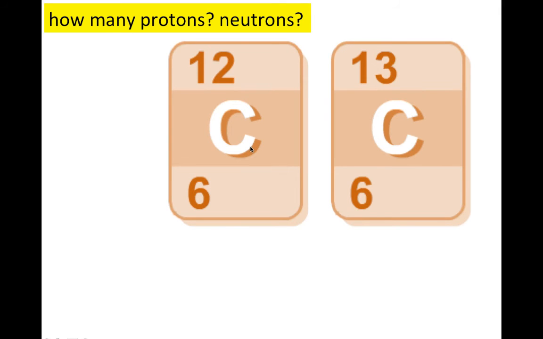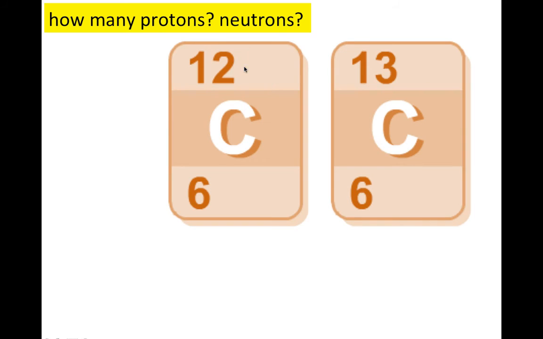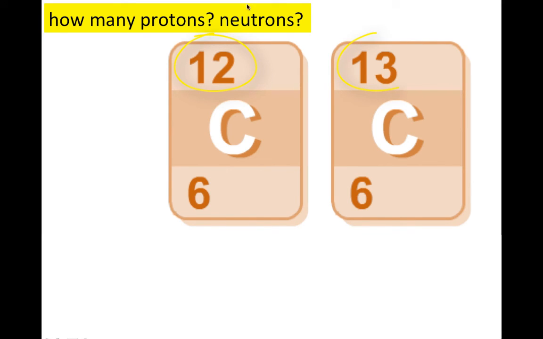So carbon, for example, has an atomic number of 6, so it has 6 protons in it. Now carbon has 2 isotopes. One of these isotopes has a relative mass of 12 and the other one has a relative mass of 13. Now you'll remember that the particles that give the atom its mass are the protons and neutrons, not the electrons. So therefore this must be telling us something about the number of neutrons. It can only be the neutrons that are having an effect on the mass.